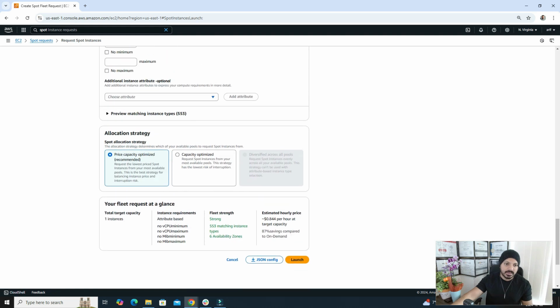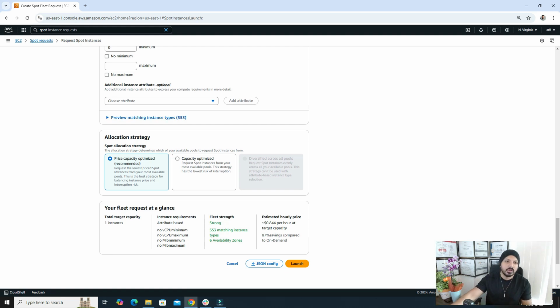After this, here we have two options for the allocation strategy. One is price capacity optimized, which is the recommended one, where it requests the lowest priced spot instances. So here our focus is to pay the least amount of money that we can. The second one is capacity optimized, which requests spot instances from your most available pools. So there are two options, but the recommended one is price capacity optimized.